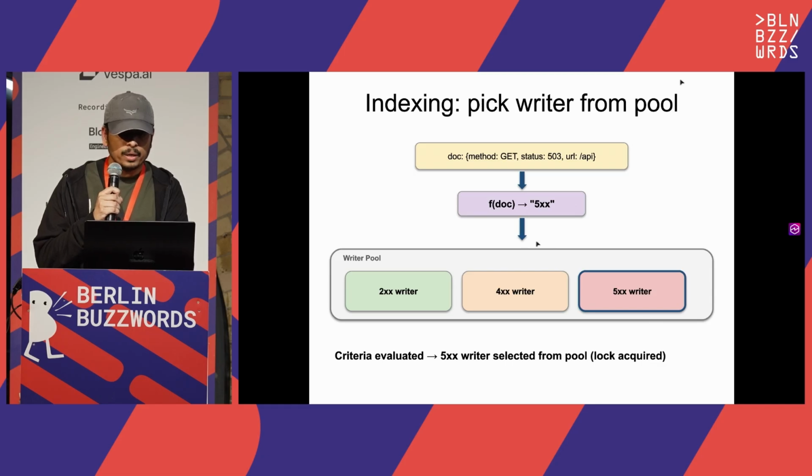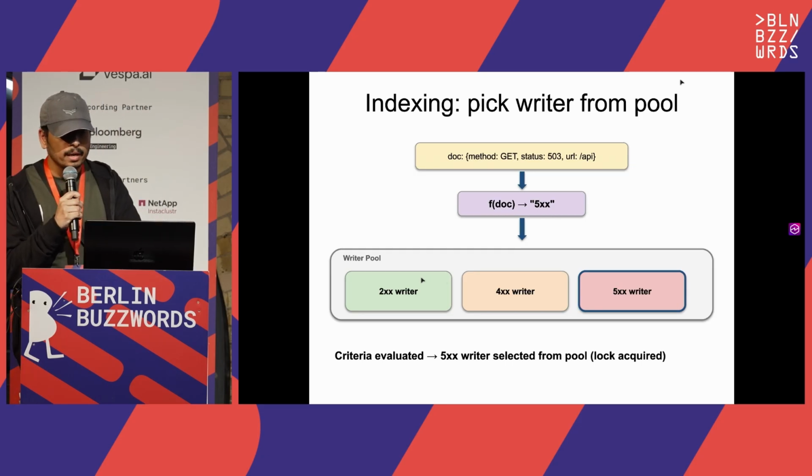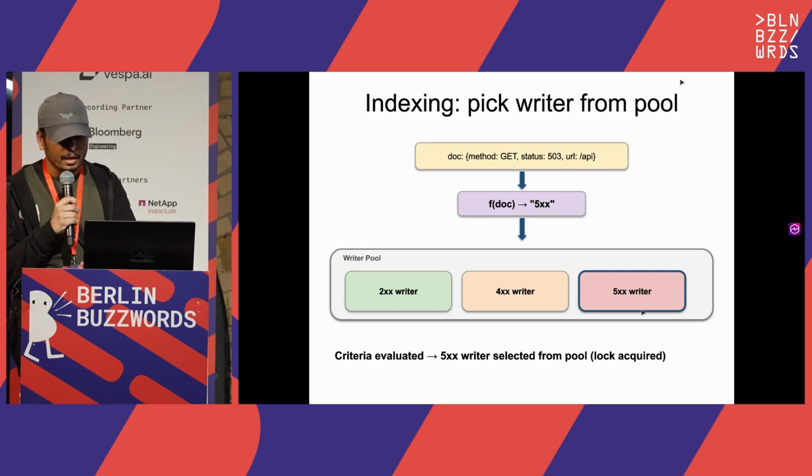As we can see, the grouping criteria initially evaluated the group for 503 as 5xx. Post that, during ingestion time, the engine looks up the writer pool, which is basically a concurrent hash map keyed by the group level. Here the engine finds the corresponding writer for 5xx. If it is unable to find any writer in the pool for this particular group, that means we are ingesting a document for this group for the first time. It creates a new writer, ingests the document into it, and then puts it back into the writer pool.